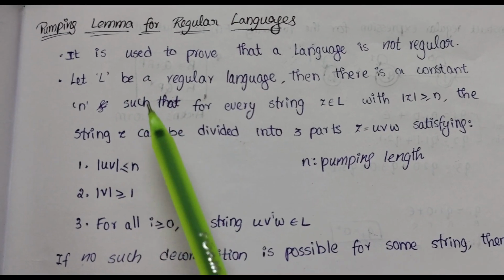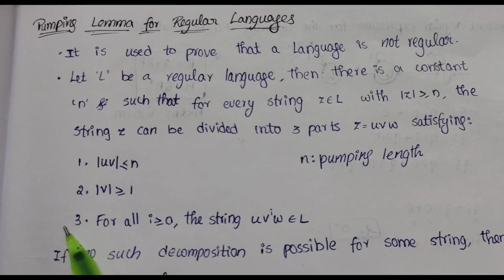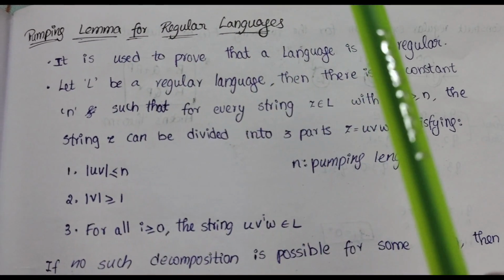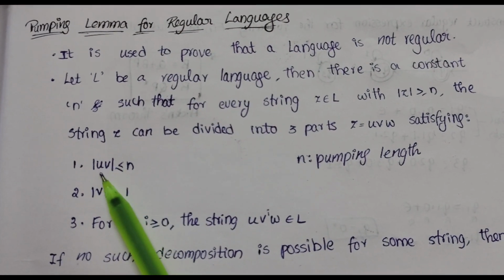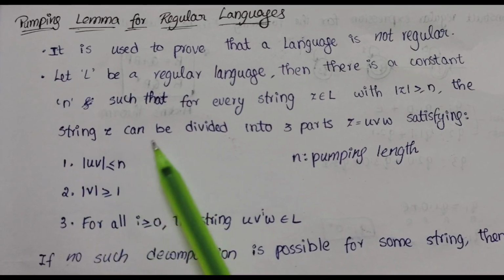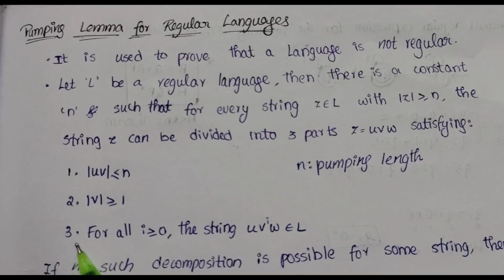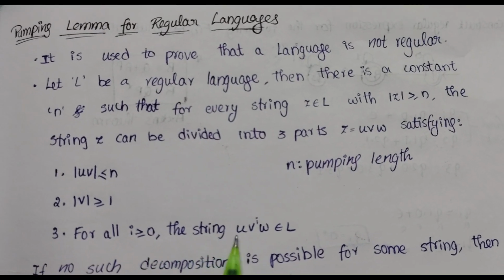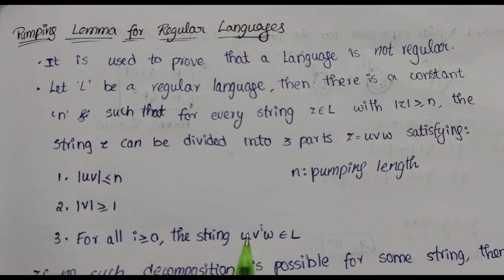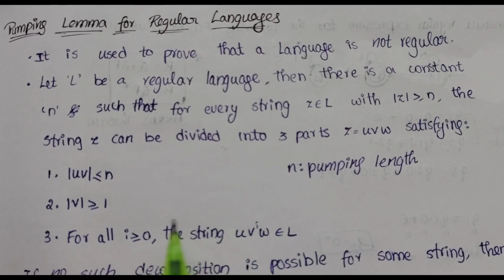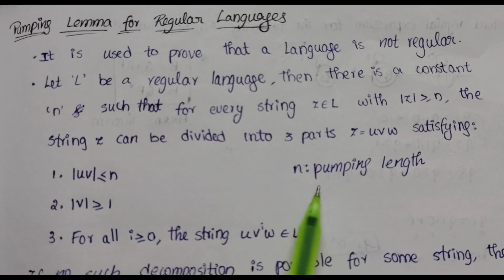But what are we doing here? We want to prove a language is not regular. So if any of these three conditions fails, then we can say that the given language is not regular. The first one is modulus of uv less than or equal to n, modulus of v greater than or equal to 1. For all i greater than or equal to 0, the string uv^i w belongs to L, which means we repeat v multiple times and check if it still exists in the language. Also, n means pumping length.